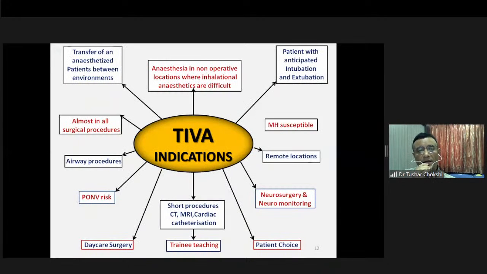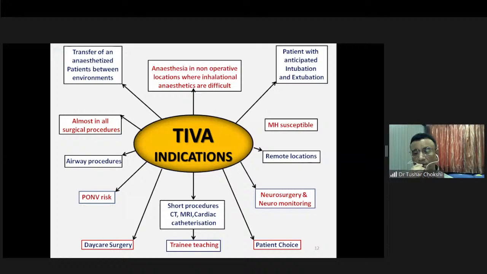And some of the indications: you can give TIVA in any set of patients, from geriatric to pediatric, and from OT to outside OT, in any medical specialty. These are the basic TIVA indications. So almost all surgical procedures, airway procedures, patients with a post-operative nausea and vomiting risk, daycare surgery, even NORA situations, that is anesthesia given outside the operation theater, anesthesia in non-operative locations, even malignant hyperthermia susceptible patients, remote locations. The main thing is TCI TIVA in neurosurgery, in cardiac surgery, and even in other systems.